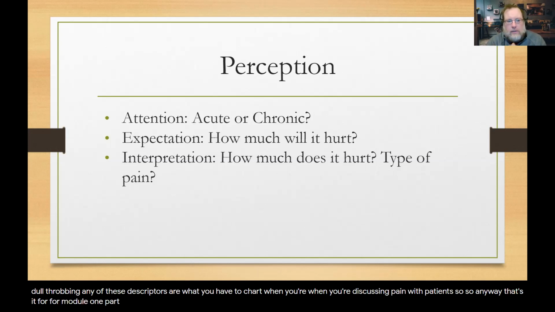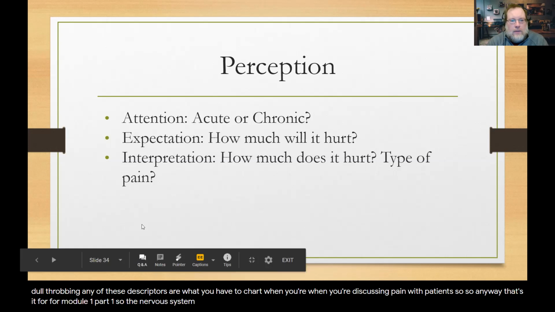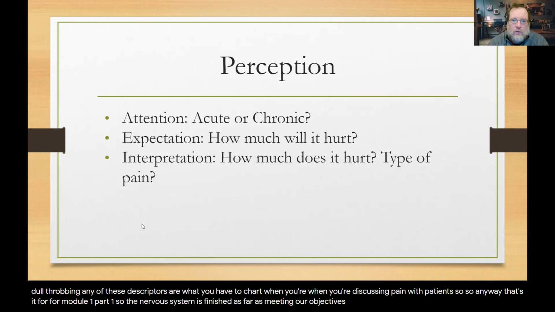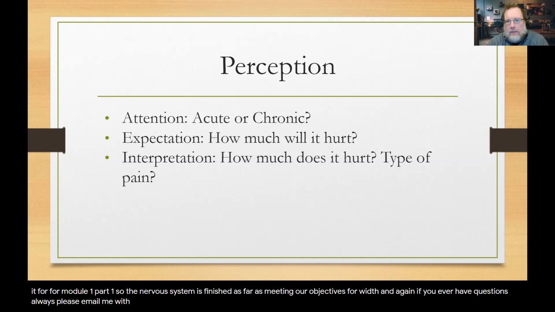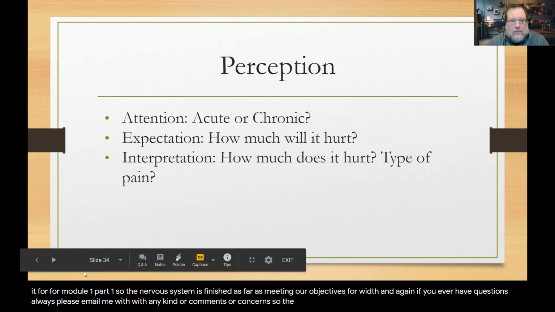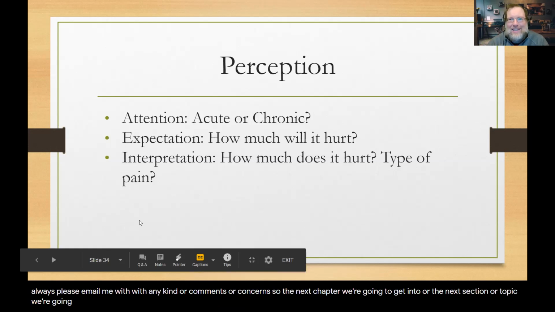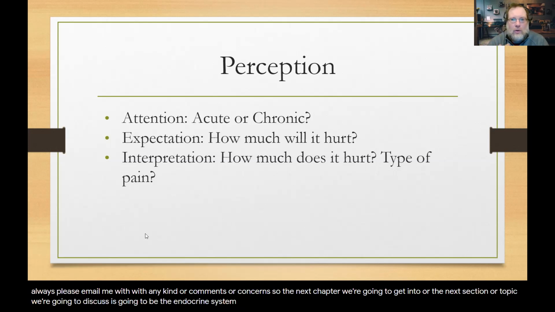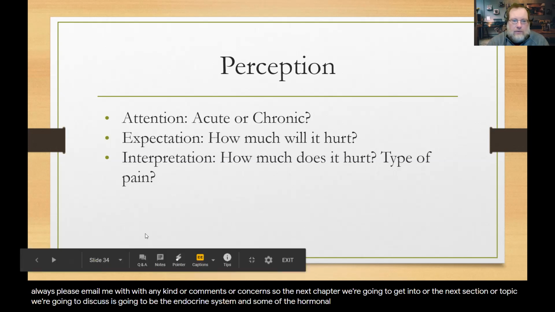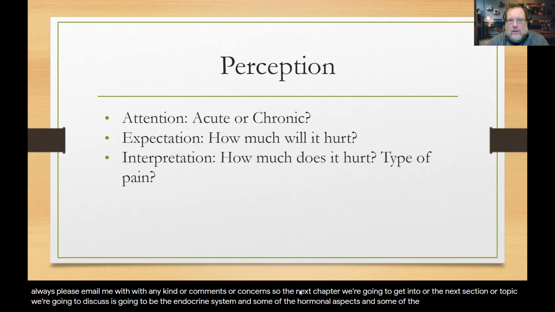So the nervous system is finished as far as meeting our objectives for WIDS. And if you ever have questions, always please email me with any comments or concerns. The next chapter, or the next section or topic we're going to discuss, is going to be the endocrine system and some of the hormonal aspects and some of the functions of the endocrine system.